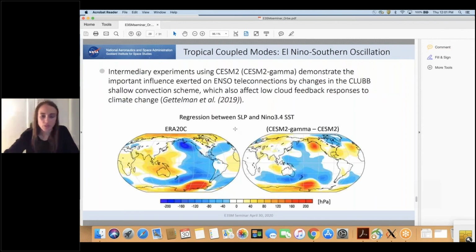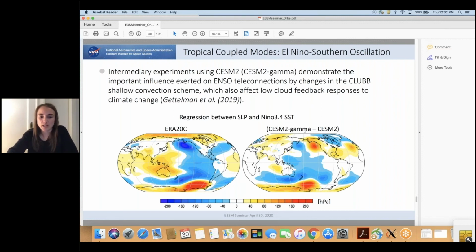Again, we're going to make use of an intermediary model experiment, and that's what's shown in these plots, where we're looking at the regression between sea level pressure and the Niño 3.4 SST index, shown here for the reanalysis. What we're looking at right here is the difference between two simulations of CSM2 and the CSM2 gamma version. John contributed this intermediary experiment where he changed a variable that controlled the width of the vertical velocity PDF, which is a factor that goes into the CLUBB convection scheme.